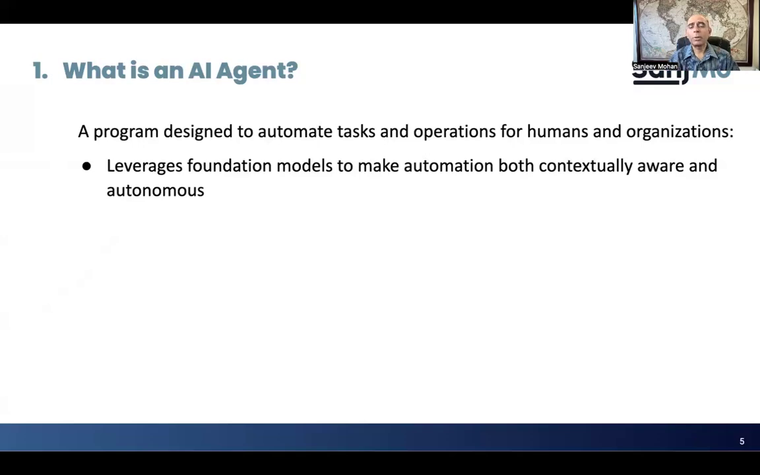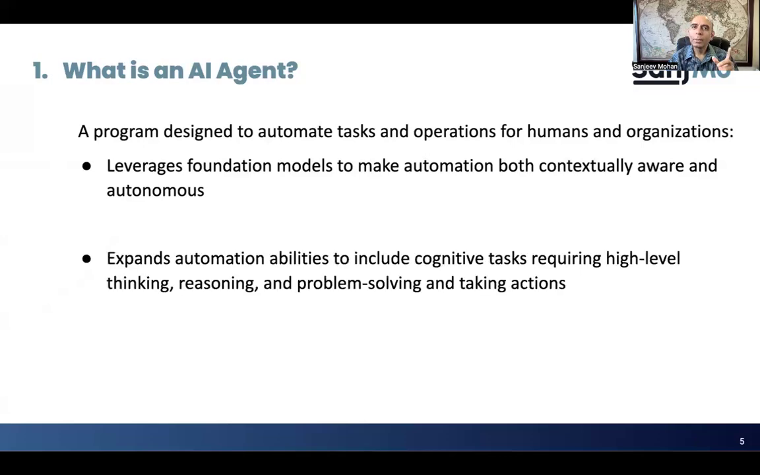But that's not all. If that was it, that would be very limited in its use. The thing that makes it different is that it's expanding this automation by including cognitive tasks. These cognitive tasks require some thinking, reasoning, problem solving, and then they take actions. So let's stop here because is this all theory?